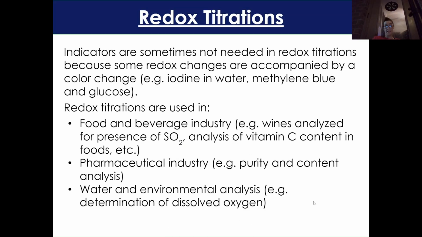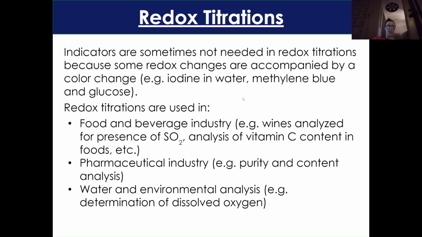And sometimes indicators aren't needed in redox titrations because sometimes if something undergoes a redox reaction, it just changes color on its own. For example, if you have iodine, right? Iodine is a brown substance. When it gets reduced to iodide, it turns clear, so no indicator is needed. Same thing for methylene blue. Whenever it's in the presence of glucose, it undergoes a redox reaction and it changes color.